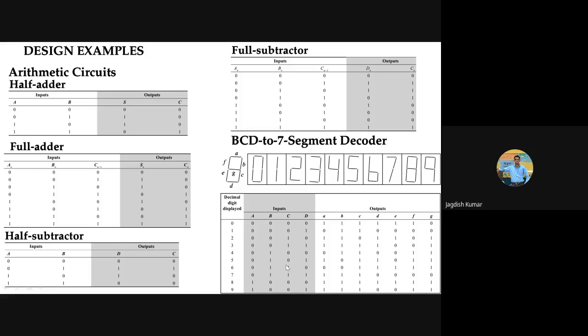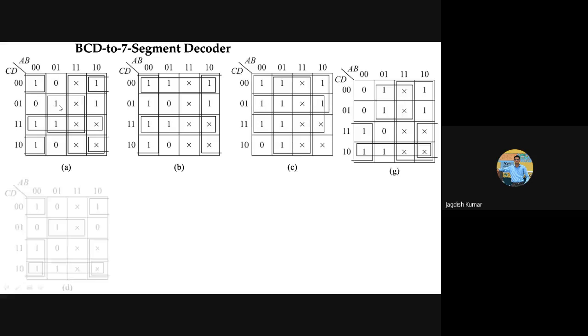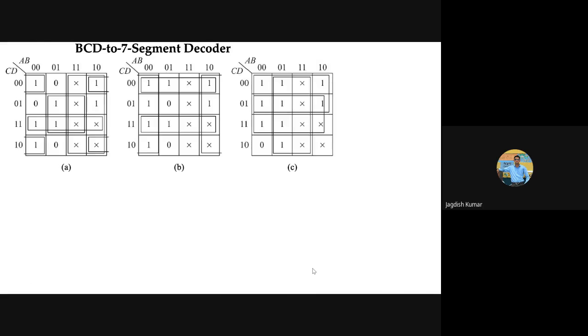Then 0, 1, 0, 1. You come here. 0, 1, 0, 1. That's the 1 sitting here. Okay. This is 0, 1, 0, 1. This 1 sitting here. Okay. 0, 1, 1, 0. There should be a 0 for that. There is a 0 sitting here.